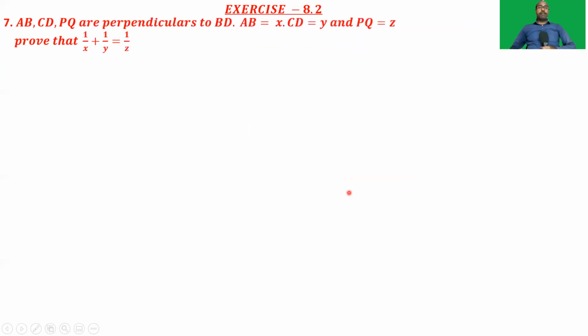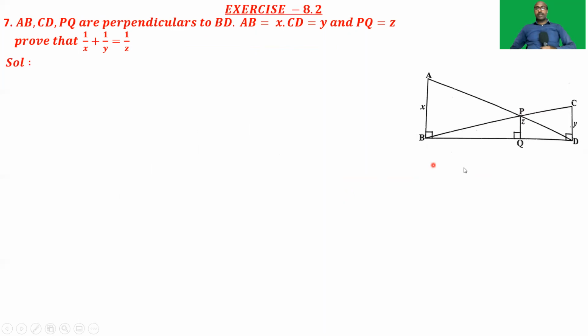Take another one. AB, CD, PQ are perpendicular to BD. AB is equal to X, CD is equal to Y, and PQ is equal to Z. Prove that 1 by X plus 1 by Y is equal to 1 by Z. So this is the figure given in the problem. Here AB, PQ and CD are perpendicular to BD. So as angle B is equal to angle Q is equal to angle D is equal to 90, we can say that AB is parallel to PQ parallel to CD because the corresponding angles are equal.